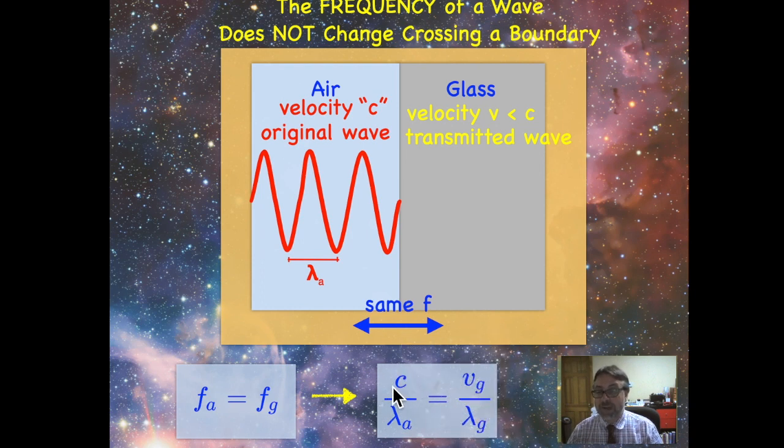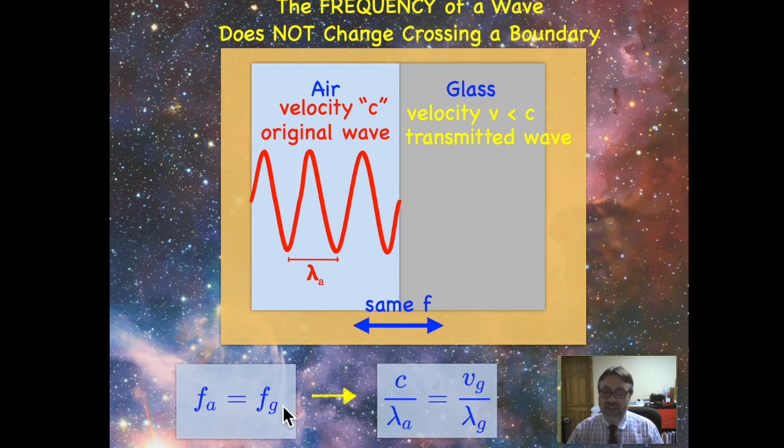So remember that the speed of a wave was simply equal to wavelength times frequency. So that means the frequency is equal to the speed of the wave divided by the wavelength. And we've used the wave equation before. So here in the air, the frequency would be equal to the speed of light, c, 3 times 10 to the 8th meters per second, divided by the wavelength of the light in the air.